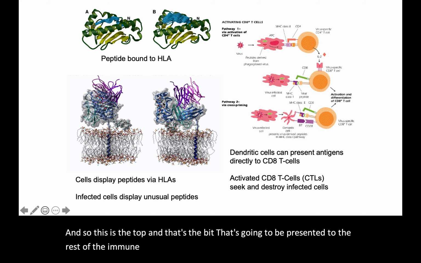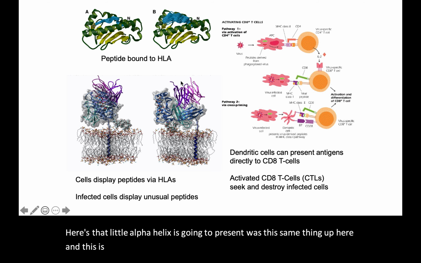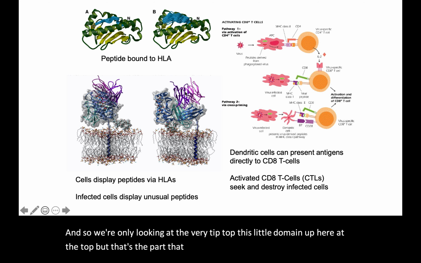That part is going to be right up here. Here's that little alpha helix that's going to present. So that's the same thing up here. And this is the rest of the molecule, the intact molecule modeled out. We're only looking at the very tip top. There's this little domain up here at the top, but that's the part that binds the peptide. That's the part that does the work.